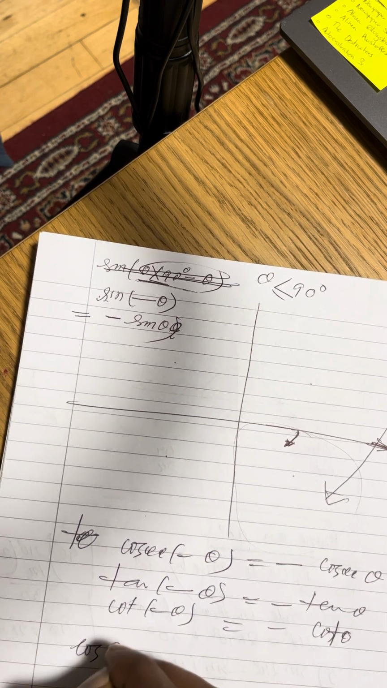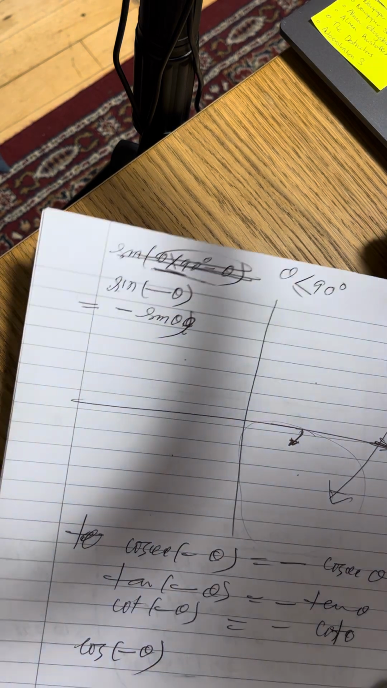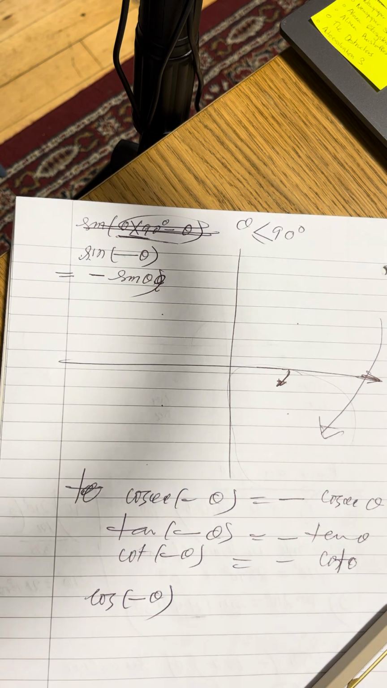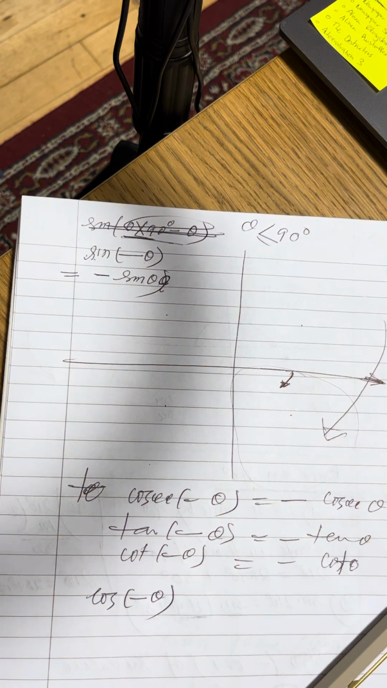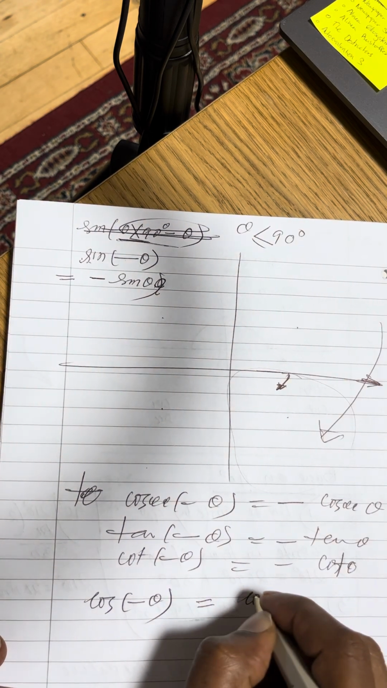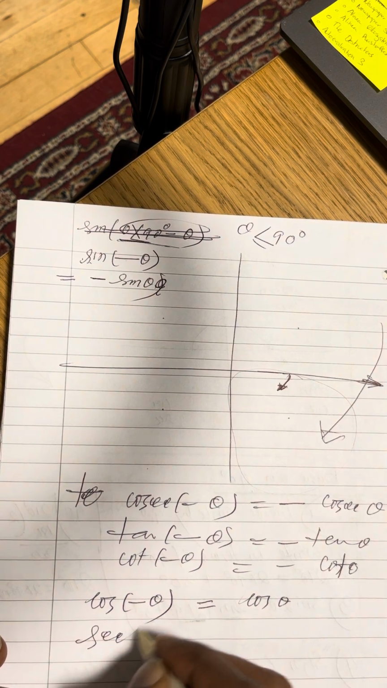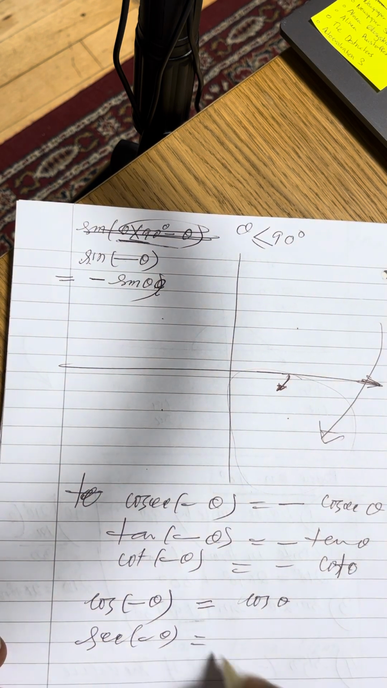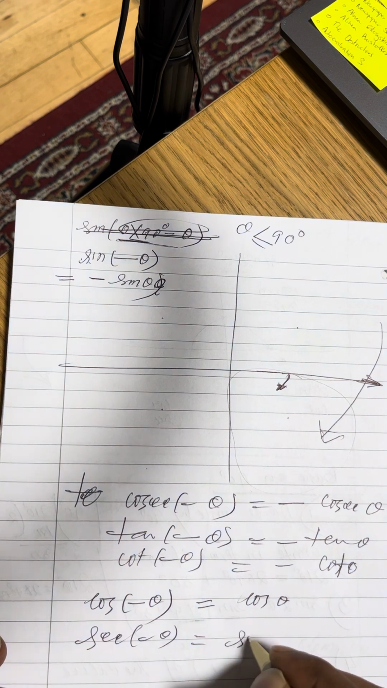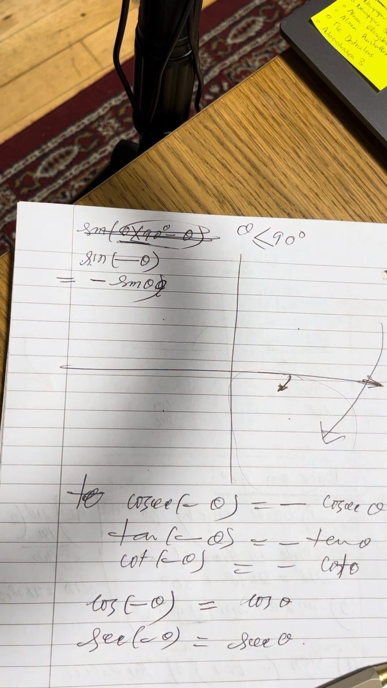What about cos minus theta? Plus cos theta. How? Because cos here is positive. Yes, cos theta only. Right? What will be the sec minus theta? Sec theta. Okay. Make sense?